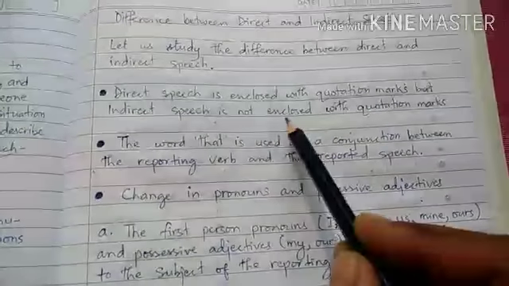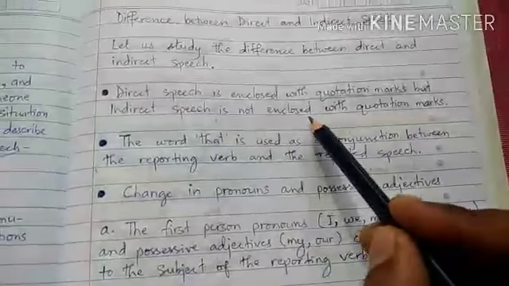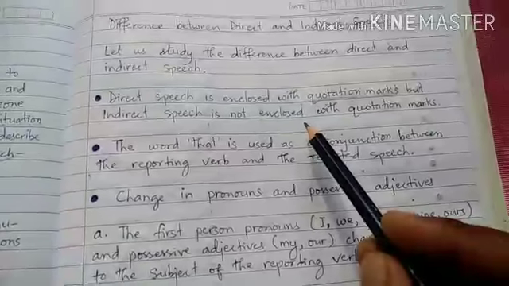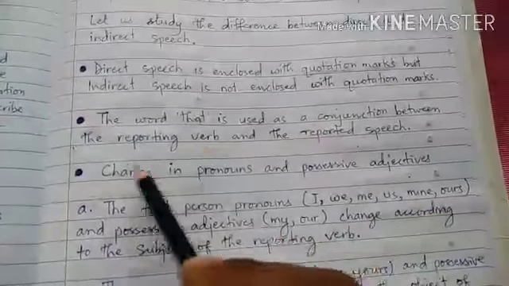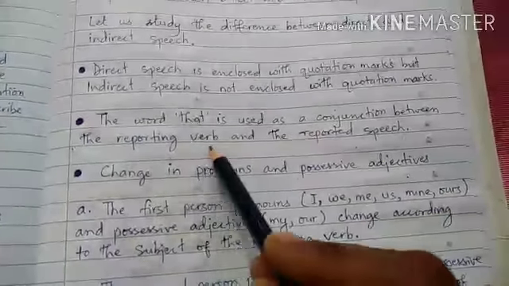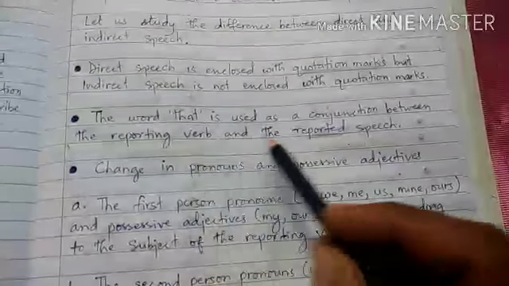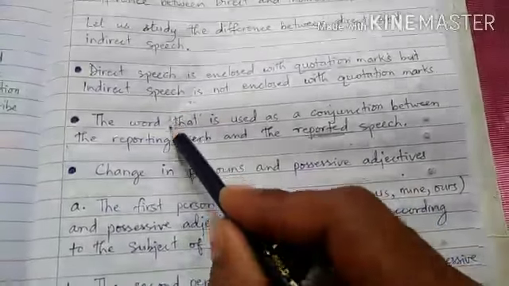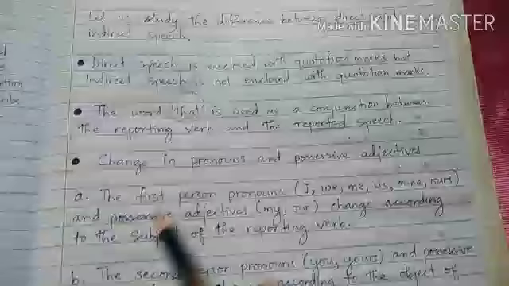But indirect speech is not enclosed within quotation marks. हम indirect speech में कोटेशन मार्क्स को हटा देते हैं. We remove the quotation marks in indirect speech. Okay, the word that is used as a conjunction between the reporting verb and the reported speech. So when we are writing sentences in indirect speech, reporting verb और reported speech के बीच में हम क्या लगाएंगे? The word that को हम conjunction की तरह use करते हैं.